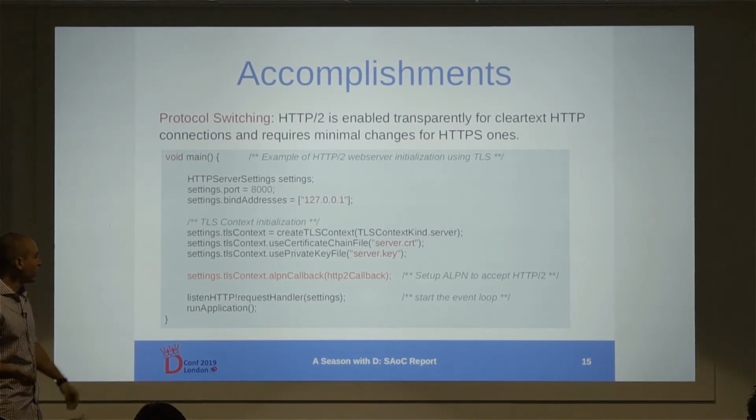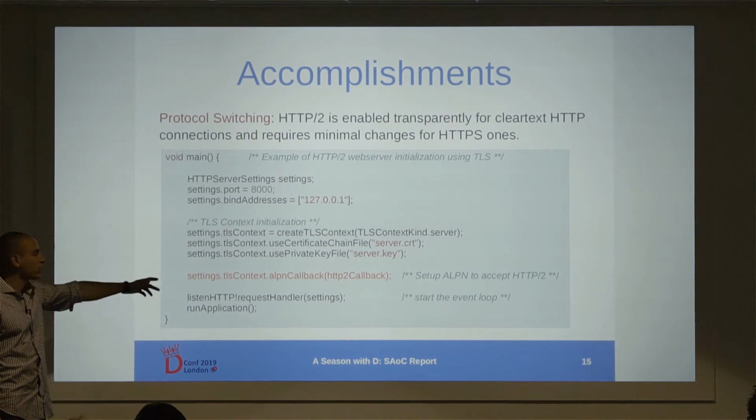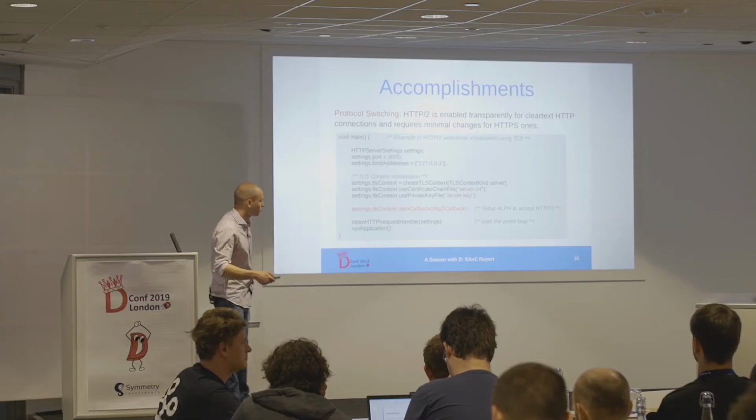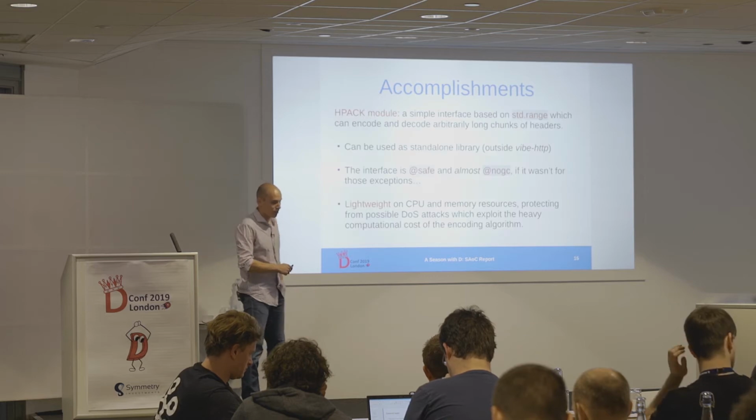If you're using TLS, this is the only line you need to change, because for TLS we are using application layer protocol negotiation, which is one of the capabilities of the SSL and TLS suites, which allows you to negotiate a protocol at the session layer instead of the application layer, talking in OSI layers.